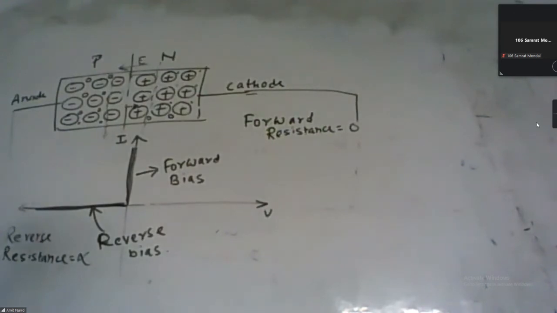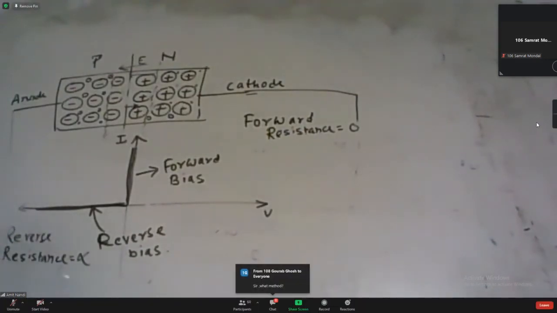So at first the electron and hole movement occurred due to the diffusion process, due to the concentration gradient. But the second thing is, due to the application of external supply voltage, the carrier movement occurred. That is basically called the drift movement. Okay.